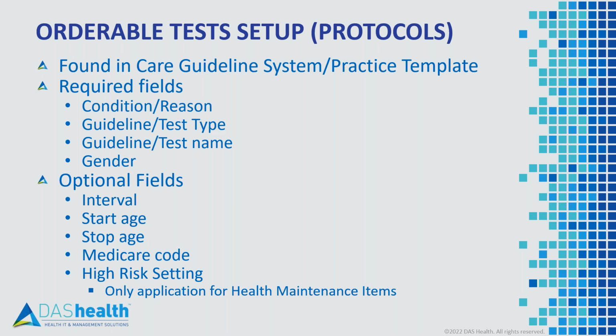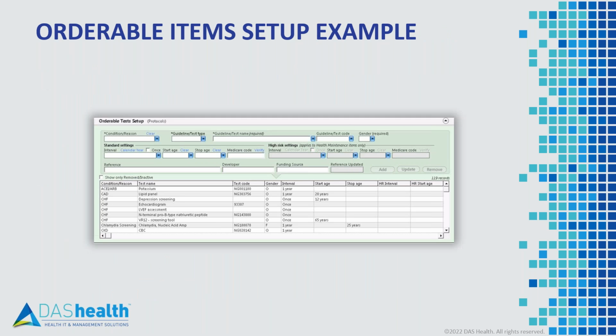I also want to note that the guideline test code box is going to automatically populate with information as long as it's available based on the guideline test name that is selected from the pick list. So here is a great example of that Orderable test setup panel and everything that goes into configuring those. You can see your different sections here.